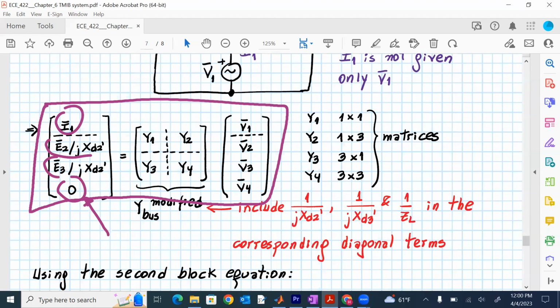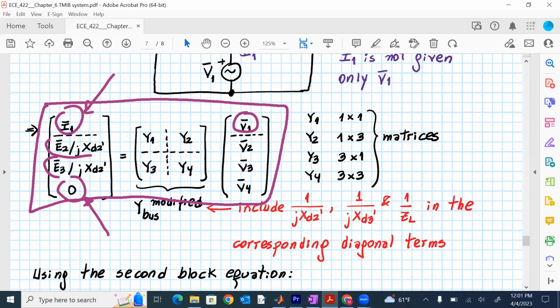As we know the voltage at bus 1, we don't know how much is the current injected at bus 1 yet, but we know the voltage at bus 1. We can split this matrix representation, and we can have this partition for the vectors of voltages, vector of currents, and the modified Y bus of the system. Y1 is going to be a scalar because it will relate the injected current I1 with V1. Y2 is going to be a row vector with 3 components because once again, it will relate the injected current in bus 1 with 3 voltages, V2, V3, V4.